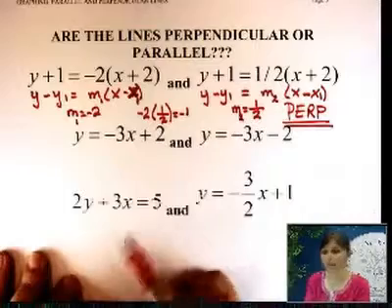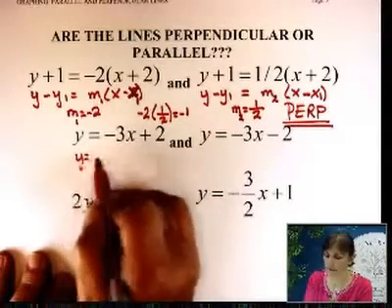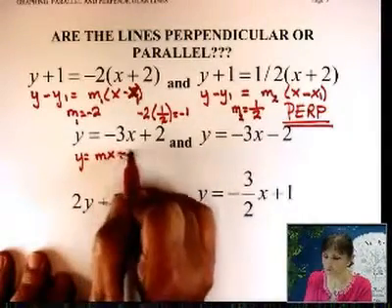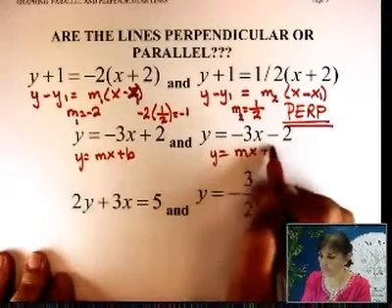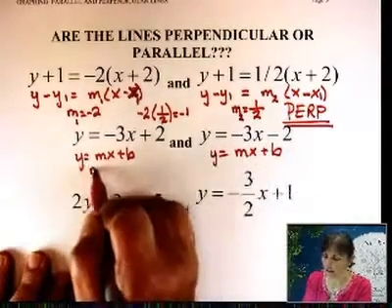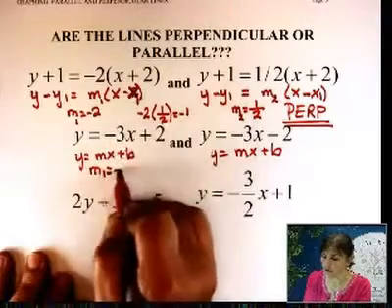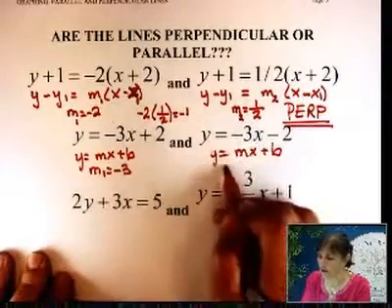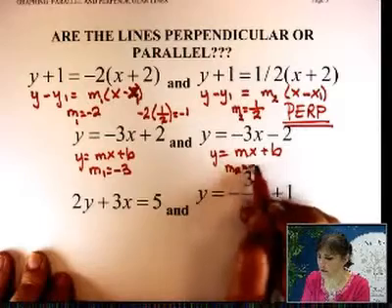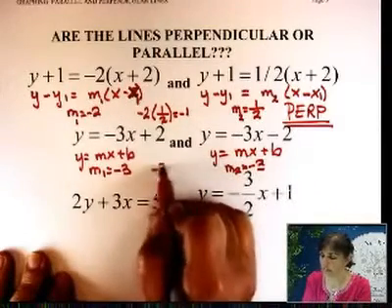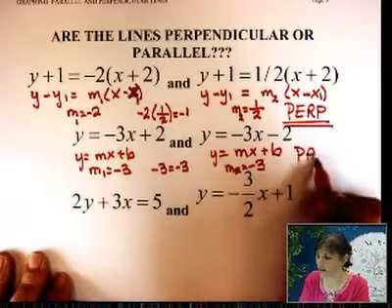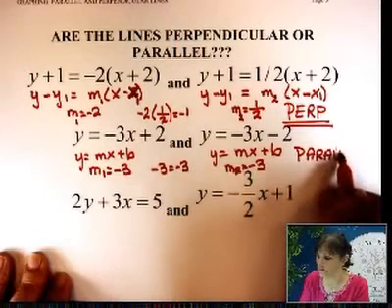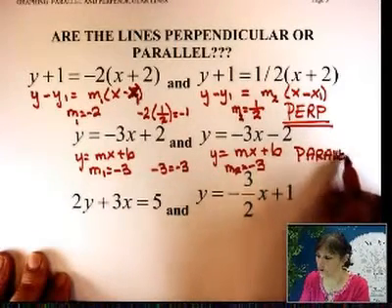Let's look at that one. That one is in slope-intercept form. This one is also in slope-intercept form. This one has a slope of -3. This one has a slope of -3 as well. They are the same. Those are parallel.